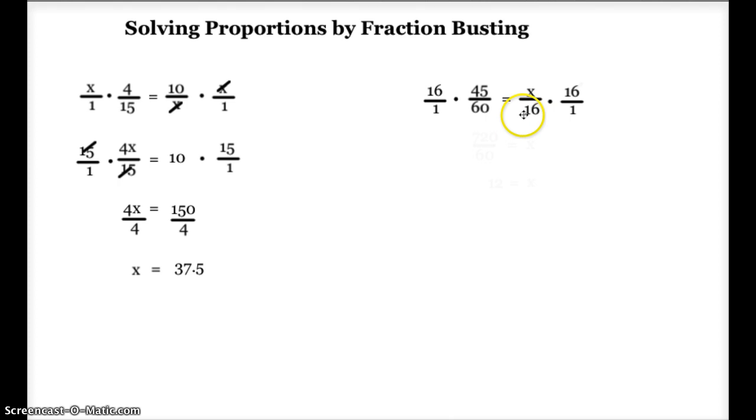Notice on the left side, my 16 in the denominator and my 16 in the numerator are going to cancel each other out, and I'm just going to be left with x. On the right side, that's going to be equal to 16 times 45 divided by 1 times 60, which is 720 divided by 60. So I know x is equal to 720 divided by 60, so then I just go into my calculator and take 720 divided by 60, and I get an answer of 12.